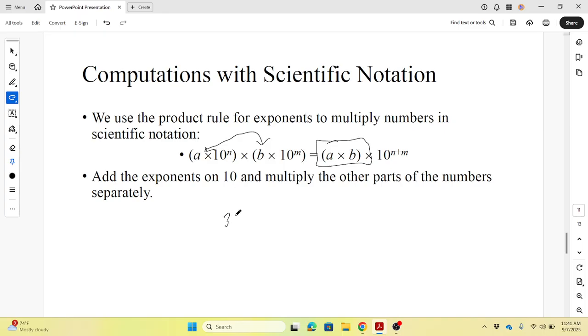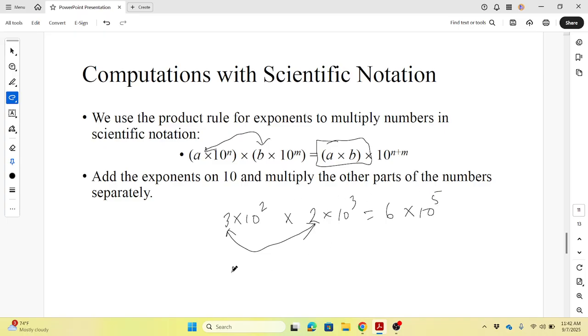For example, let's say 3 times 10 to the power 2 is one number, and another number is 2 times 10 to the power 3. Then you have to multiply 3 and 2. That will give you 6, and 10 to the power 2 plus 3 is 5.